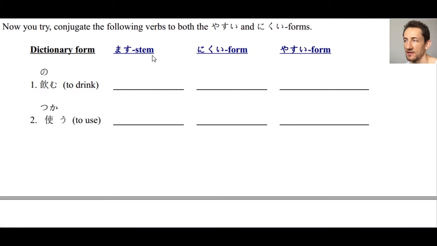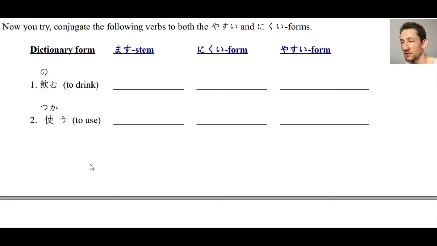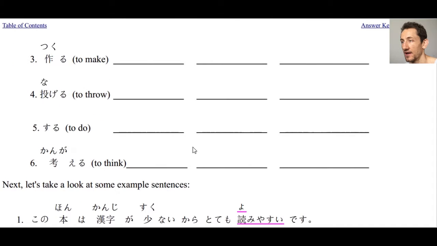In the first column, I'd like you guys to write the mas form of the verb, or just the mas stem, and then append nikui and yasui. And as always, I encourage you guys to write out your answers in kanji and hiragana. So you can go to my website, learnjapanesefromsomeguy.com. You can download the PDF that has this section printed out, and you have something convenient to write on. So here we have numbers 1 and 2. Pause the video, answer these. And then we have the last 4 down here. Pause the video, answer these. And now we'll check.